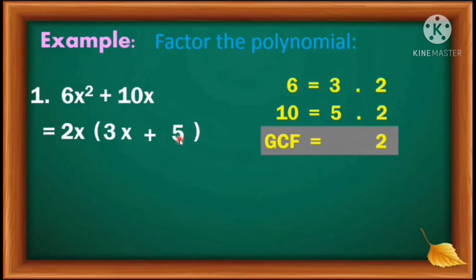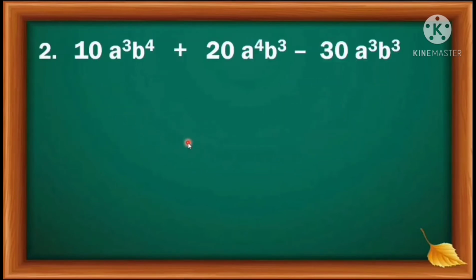And then step 3, sabi, we will have the factor of the given polynomial to be the product of the GCF and the quotient. So, eto na po yung factors natin. The factors of 6x squared plus 10x is equal to 2x times 3x plus 5. Okay, let's proceed to the second example.